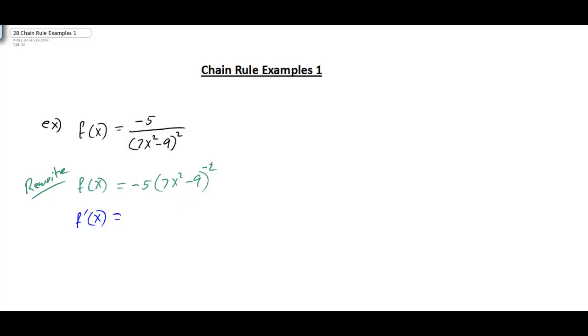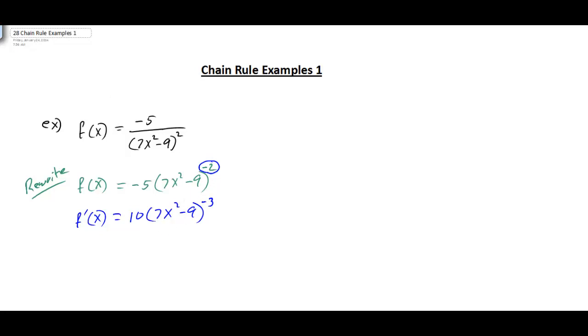So the outside is the -2. Once again, you would multiply that by the -5. So -2 times -5 would be 10 times 7x squared minus 9. And remember, if you decrease the exponent, you're taking one away. So here, the -2 becomes a -3. So there's the derivative of the outside function.